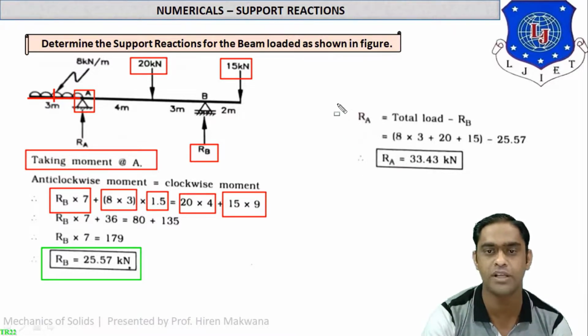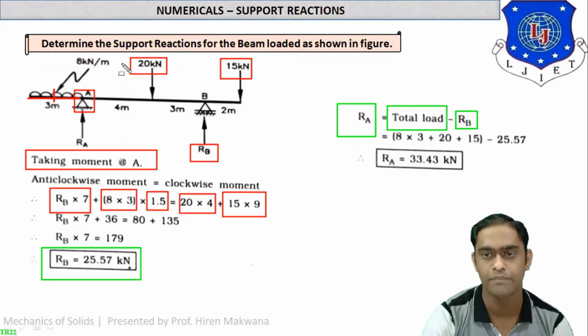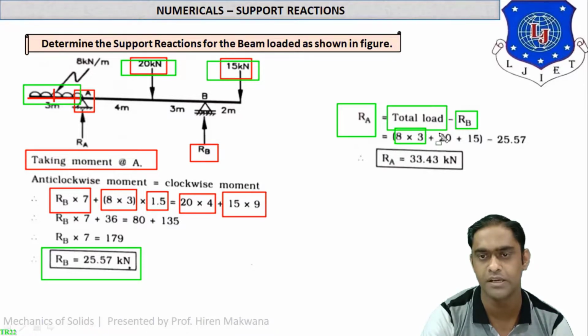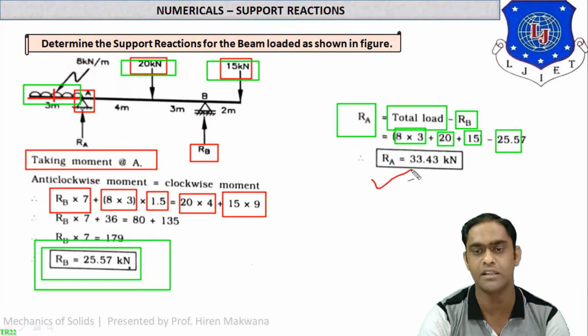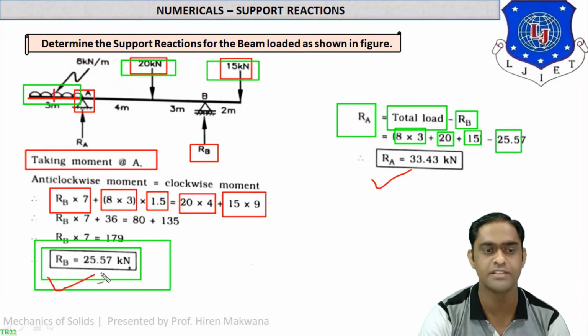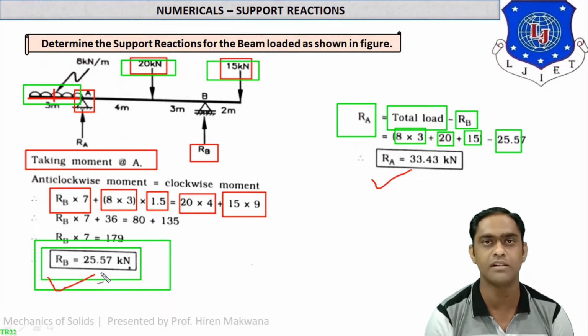Now as per our regular method, we have to find RA. For that, just subtract the RB which we have found from the total vertical load. Now total load means the UDL, which is 24, 8 into 3, plus 20 plus 15. This is the total load. And what is RB? RB we have already calculated, 25.57. So just subtract this and you will get RA as 33.43 kilonewton, and here it is RB. So these are the two vertical reactions.